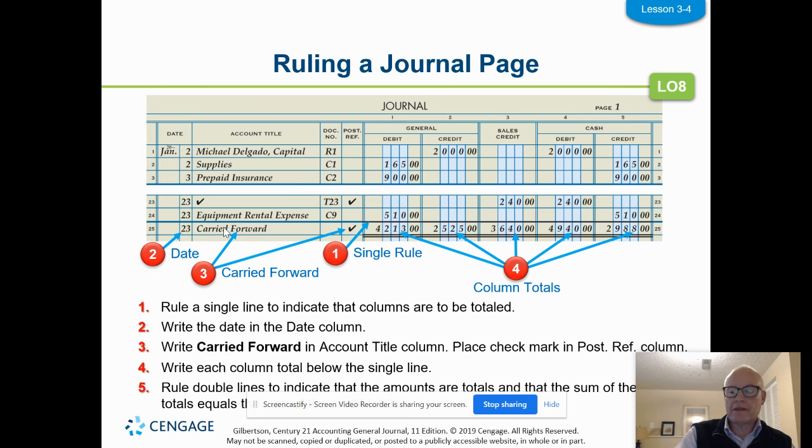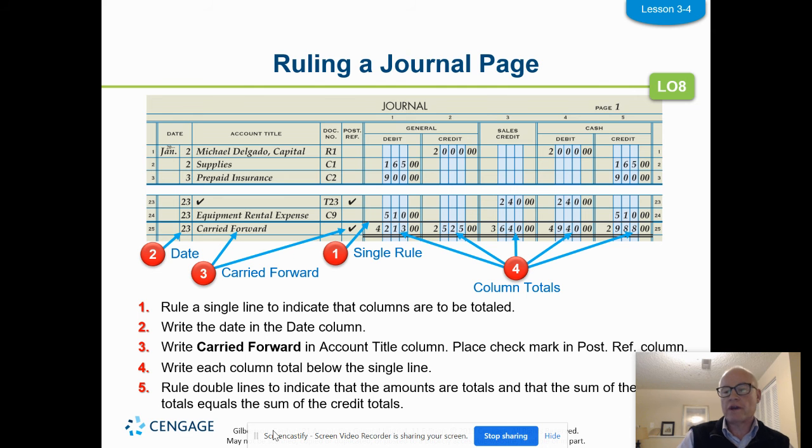Rule double lines to indicate the amounts are totals, and the sum of the debit totals equals what? Equals the sum of the credit totals. All right, very nice. Column totals. Double rule to say, hey, we're good. We've checked that. That's what the double rule means. I've always wondered, what was single rule, double rule, all that? There you go. We've proved the journal. It's good to go forward.